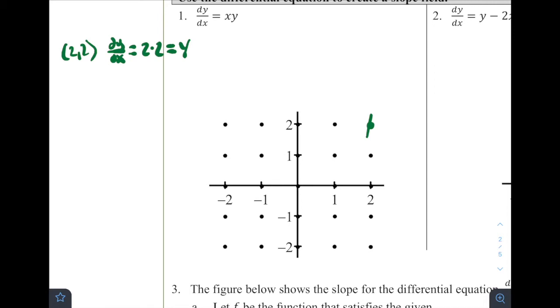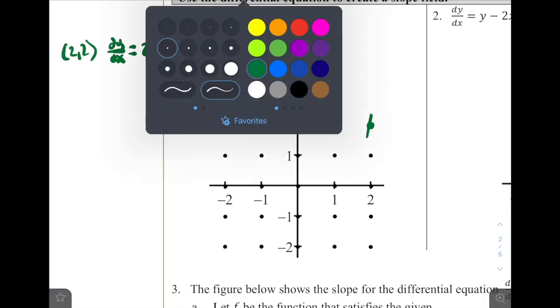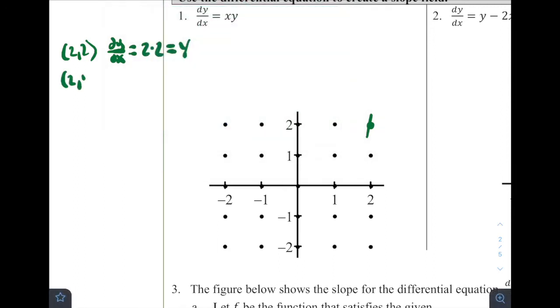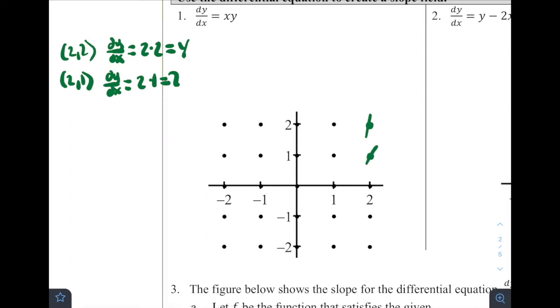If I go 1 point down, now this point here, I'll keep it in green. This point here is at 2, 1, this point that we've got right here. And if we find the derivative of that, dy dx is x times y, so that's 2 times 1, which is 2. So it's still a positive slope, but it's not as steep as that 4. So I'm going to try to just represent that. Maybe something that looks like this, a little bit less steep than that 4 that was above it.